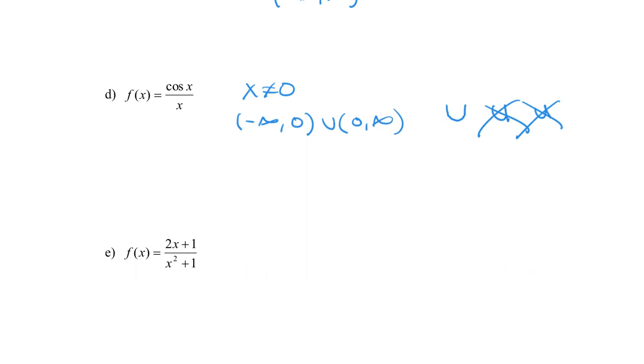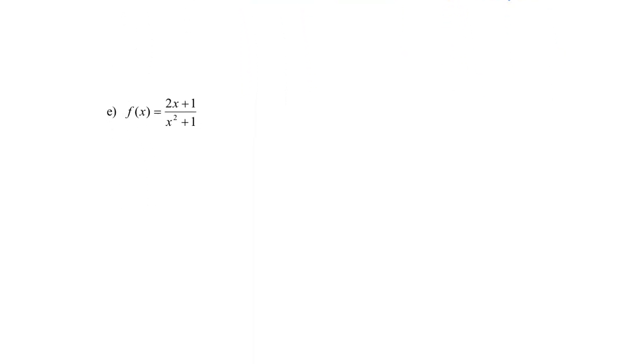Then the last problem here, we've got this function 2x plus 1 over x squared plus 1. And again, we basically need to make sure we can't divide by 0. But in this case, there's no way for that to happen, because if you try to set this equal to 0 and solve it, there's no real number that can cause that denominator to be 0, because you'd have to make basically x squared equal to negative 1, right? So there's no way to do this.